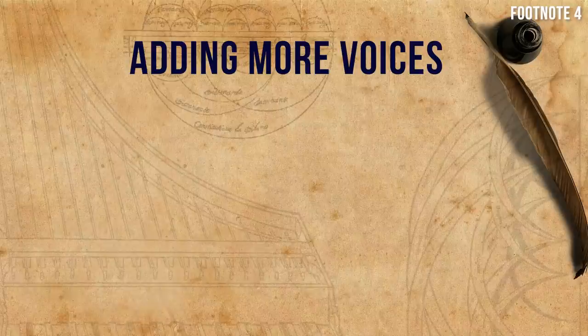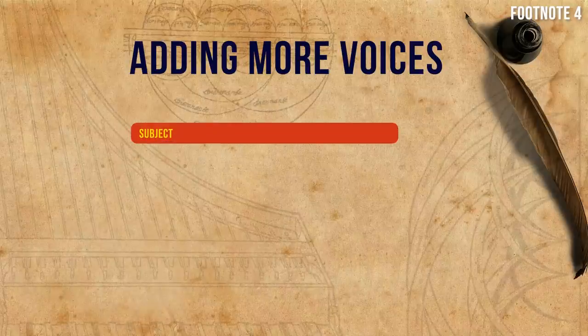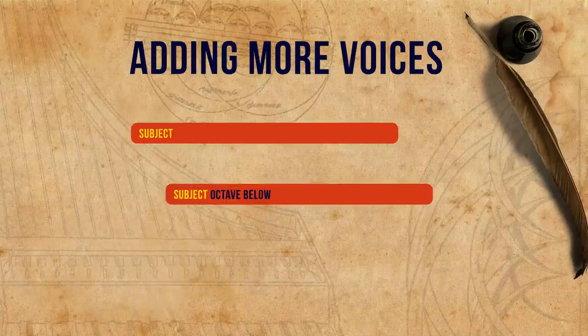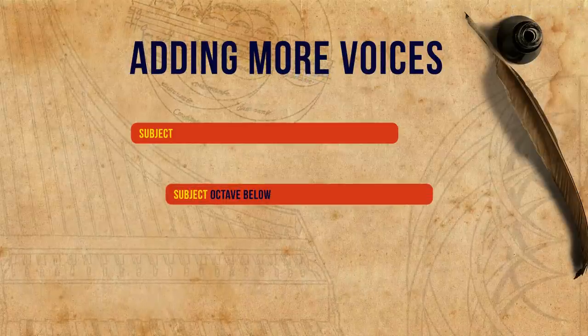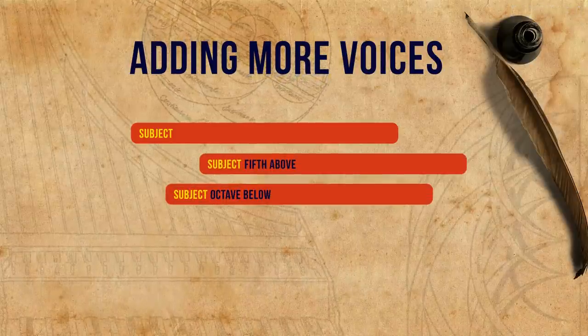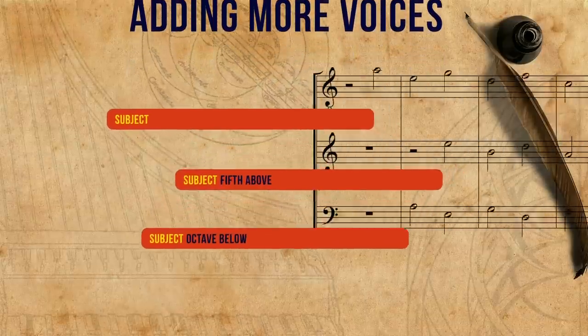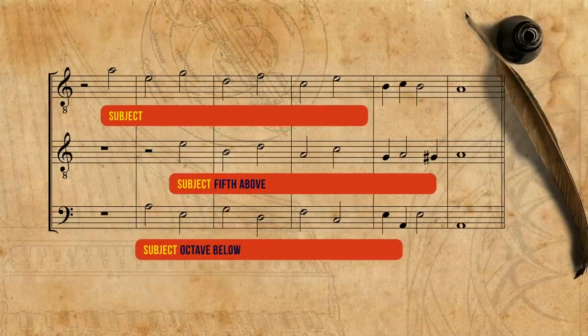One of the typical Renaissance formulas for a stretto fuga in three voices is to start with one voice, have the second voice enter an octave below, and then the third voice a fifth above. With our simple theme, it will look and sound like this.